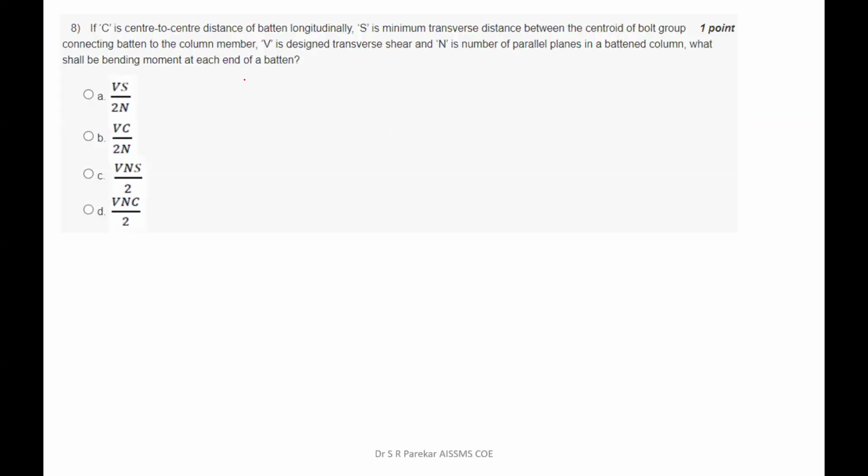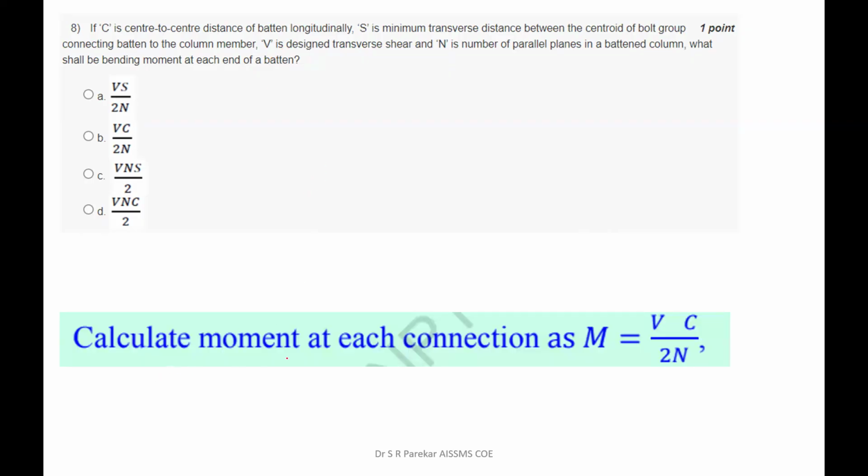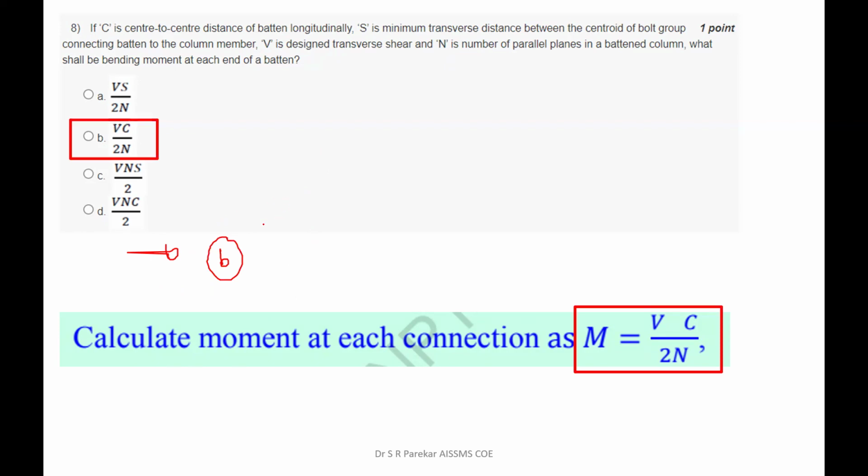Then we have next question. If C is the center to center distance of battens longitudinally, S is the minimum transverse distance between the centroids of the bolt group connecting the batten to the column member, V is transverse shear, N is number of planes, then what shall be the moment? Calculate moment at each connection as M equal to VC upon 2N. So we have option B. M is VC upon 2N.